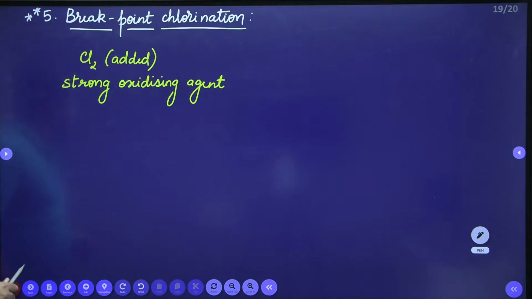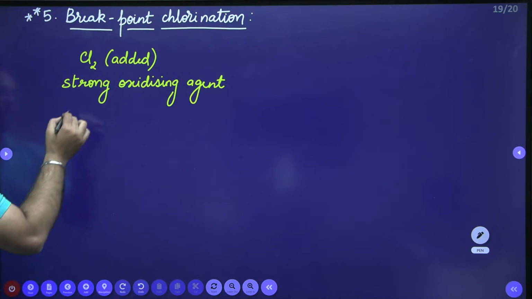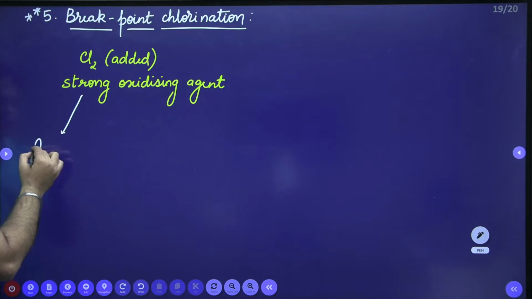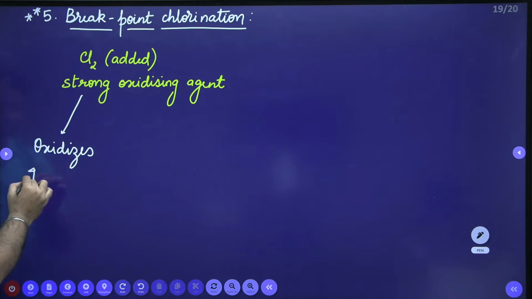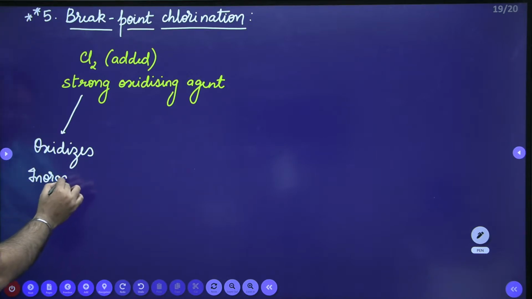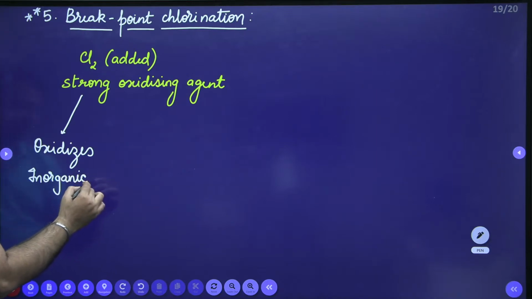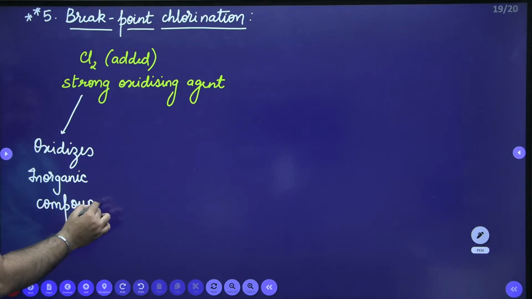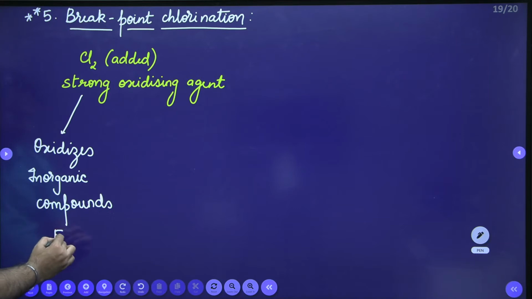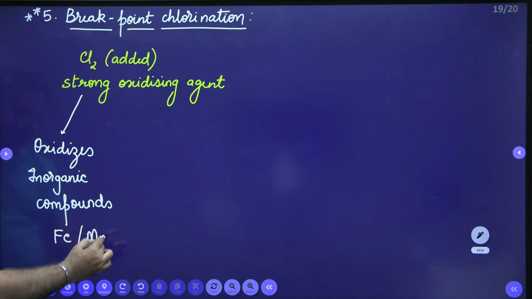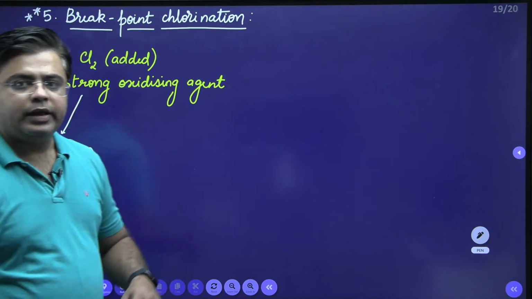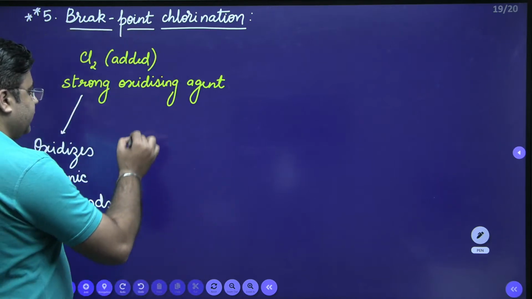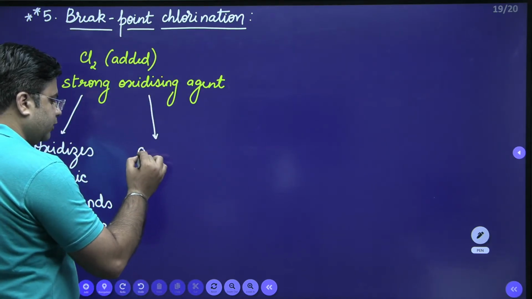Due to the oxidizing nature of chlorine, the first thing that chlorine does is it oxidizes inorganic compounds, like iron and manganese, which are color causing compounds. The second thing that chlorine does is it oxidizes organic compounds.